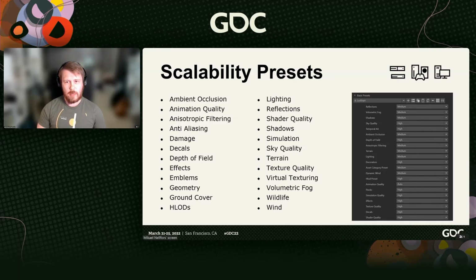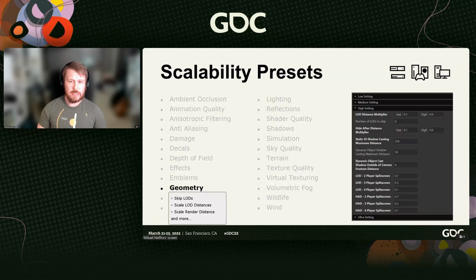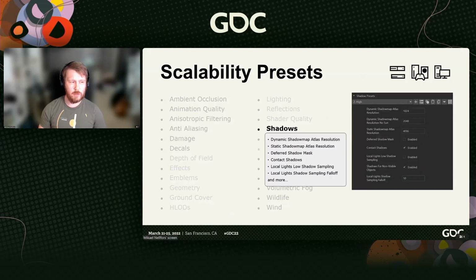And like I mentioned, there were multiple settings within each of these categories. For geometry, for example, we could skip LODs per platform or scale our LOD render distances. For something like shadows, we control the resolution of our shadow maps. Do we use contact shadows? Those kinds of things. And it was a mix. Some of these settings were global for the entire game, and in some cases we could do it per level.